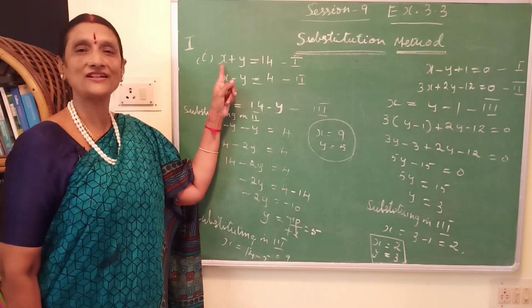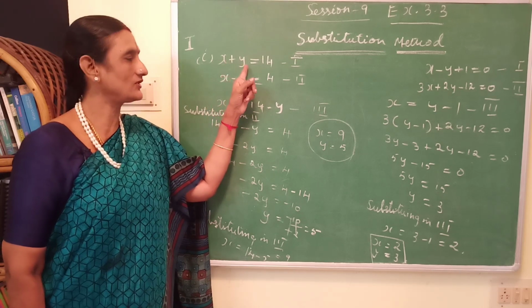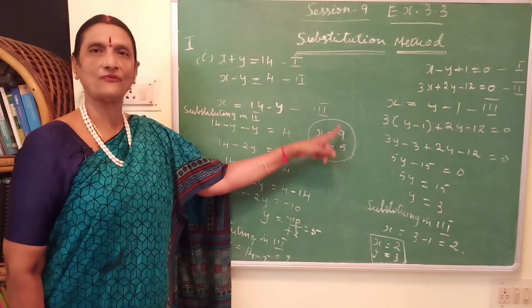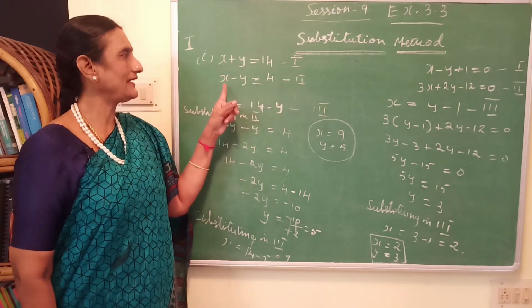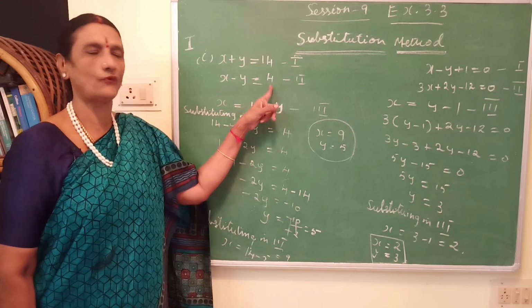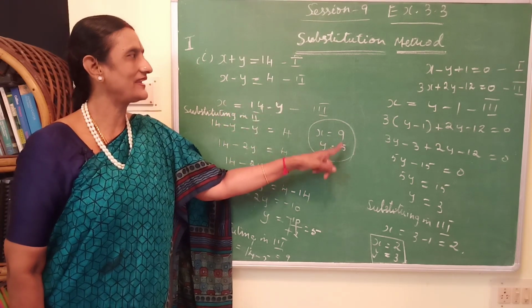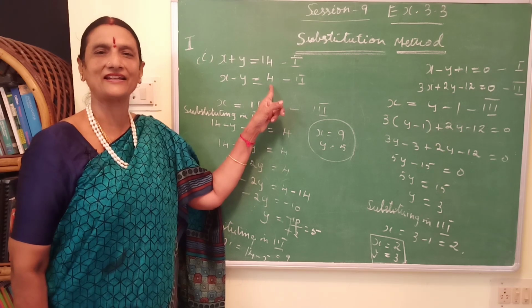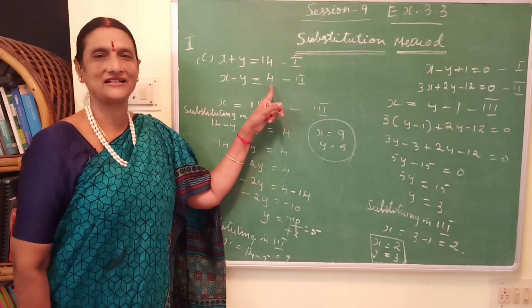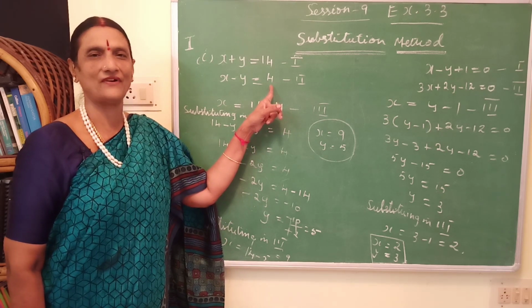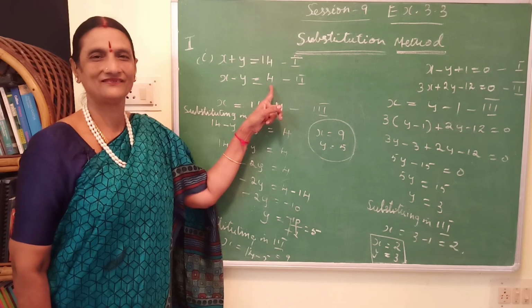The first equation gives x plus y is equal to 14. So 9 plus 5 is 14, and then x minus y gives you 4. So 9 minus 5 gives you 4. That is, it is satisfying both the equations. So therefore that is the solution for these equations.